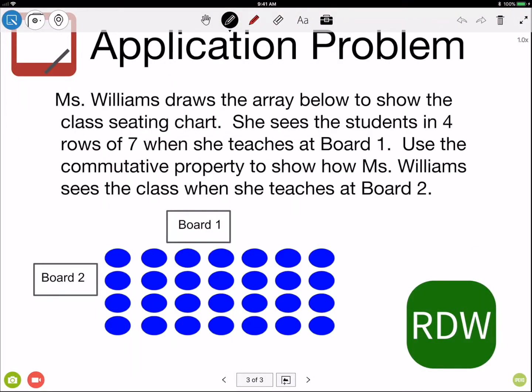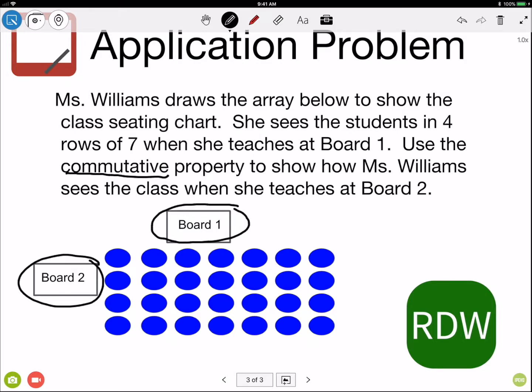Miss Williams draws the array below to show the class seating chart. She sees the students in 4 rows of 7 when she teaches at board 1. So board 1 is right here. Use the commutative property to show how Miss Williams sees the class when she teaches at board 2. So think about what we did yesterday with the multiplying and think about what 2 multiplication facts you would use. Like how many rows of something, how are they related? So take a minute, figure out how would she see.